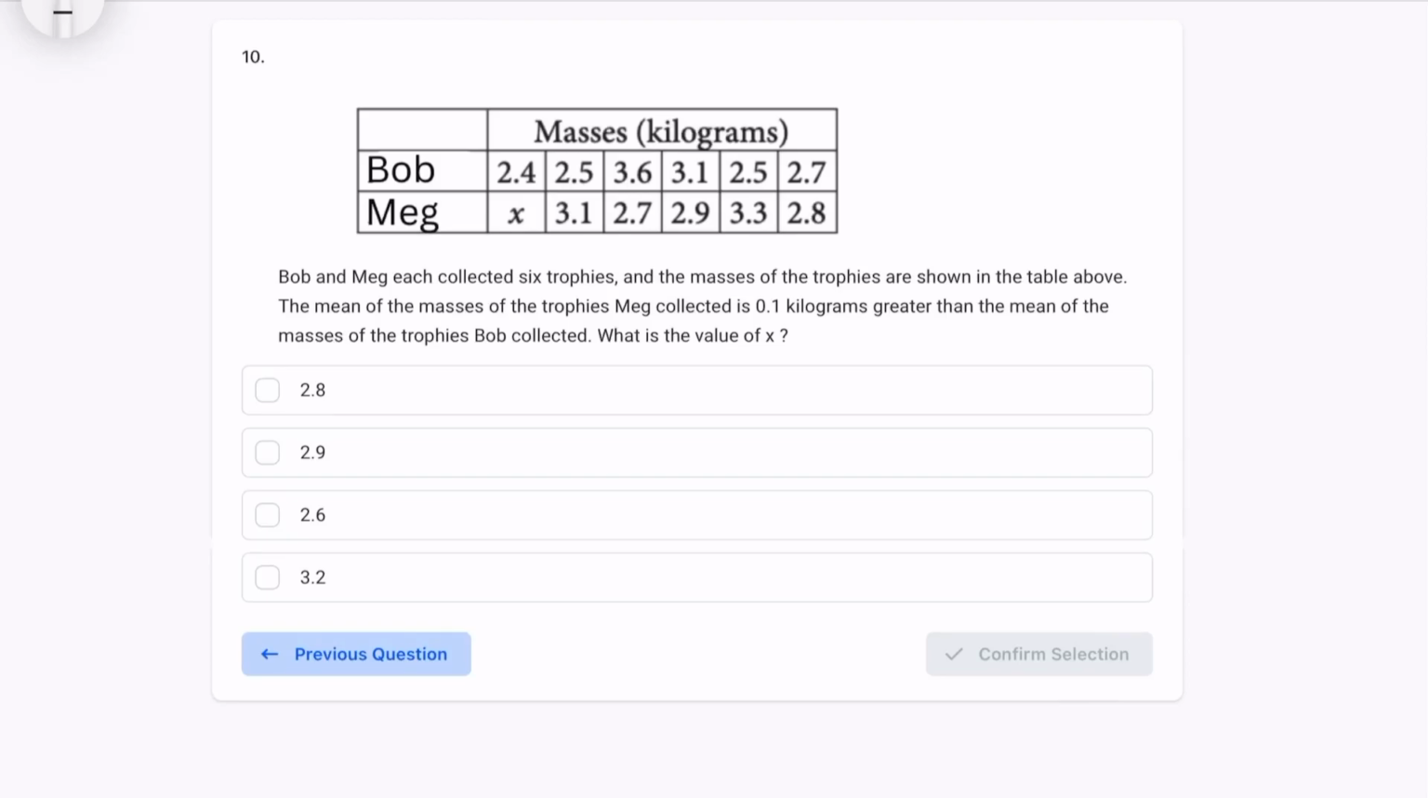Each collected 6 trophies, and the masses of the trophies are shown in the table above. The mean of the masses of the trophies Meg collected is 0.1 kilograms greater than the mean of the masses of the trophies Bob collected. What is the value of X?